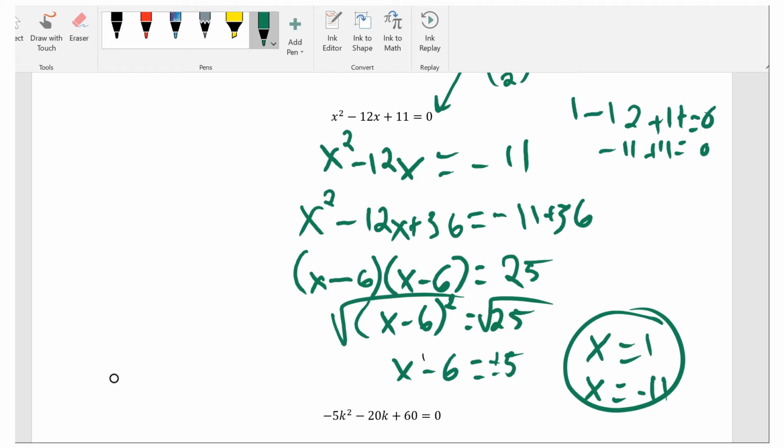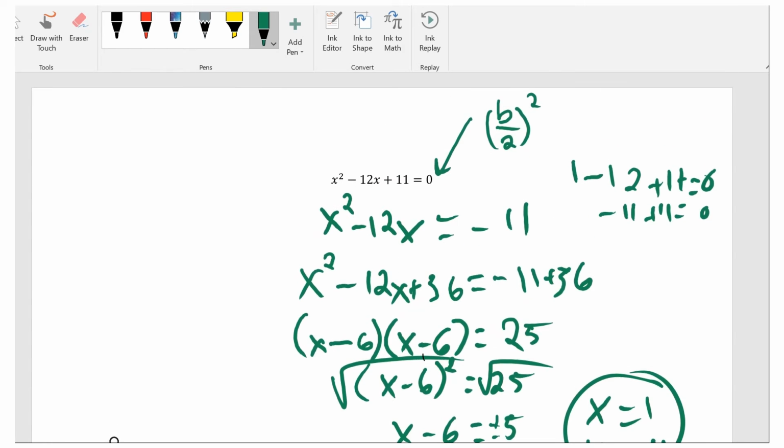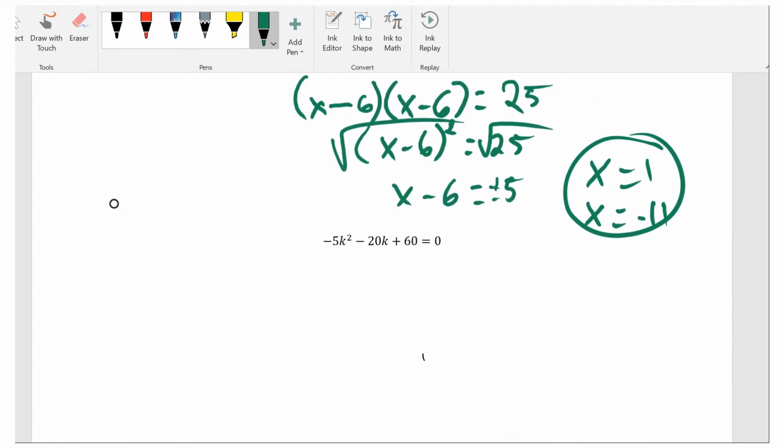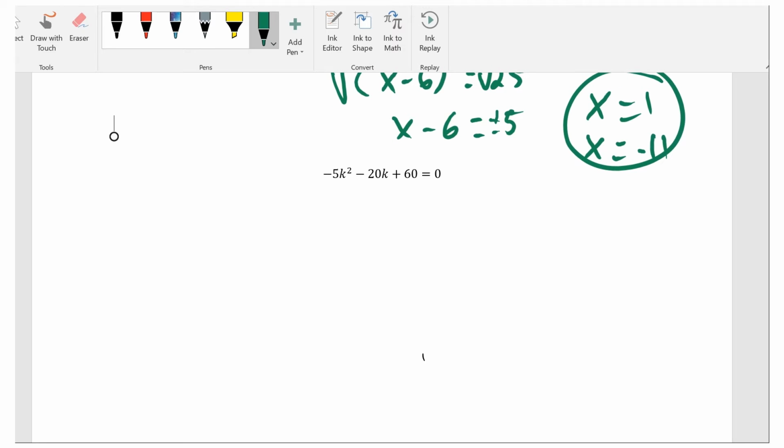Okay, the next one, I wanted to show you how to do one with a coefficient. We have a coefficient here of negative 5. So we're going to move the 60 to the other side. So we're going to get negative 5k squared minus 20k equals negative 60.